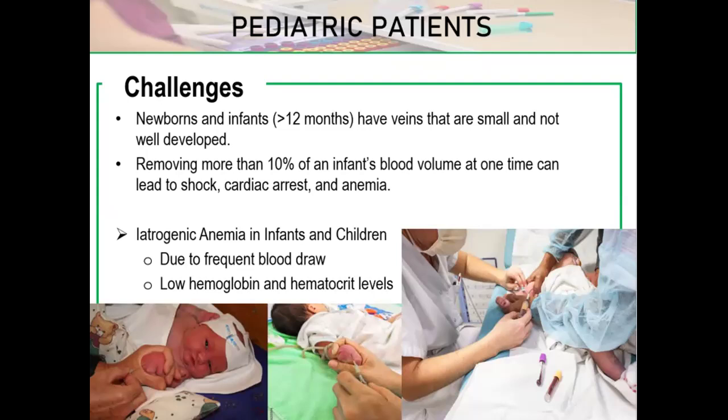We have this type of anemia, class, iatrogenic anemia in infants and children. This is not due to the condition of the patient. This is not a disease of the patient, but because of the malpractice of the hospital. It's the hospital's fault. Why? The patient developed this type of anemia due to frequent blood draws. Too much blood was taken from the patient, more than 10%. That is why it led to this type of anemia.